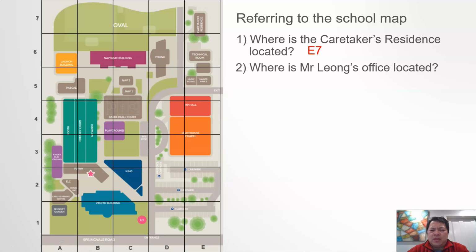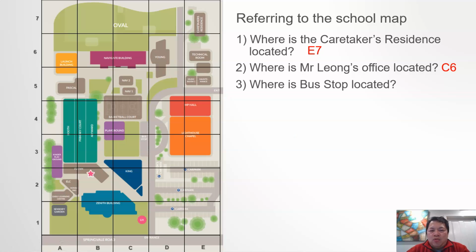About the next one, Mr. Leong's office. Unfortunately, Mr. Leong's office is not labeled on the map, but I'm sure most of you know where my office is. It's located in the Navigate building. Is it on the left side of the building or the right side of the building? That's right, it's on the right side of the building. It's somewhere around here. That's my office. So my office is located in C6. That's right.